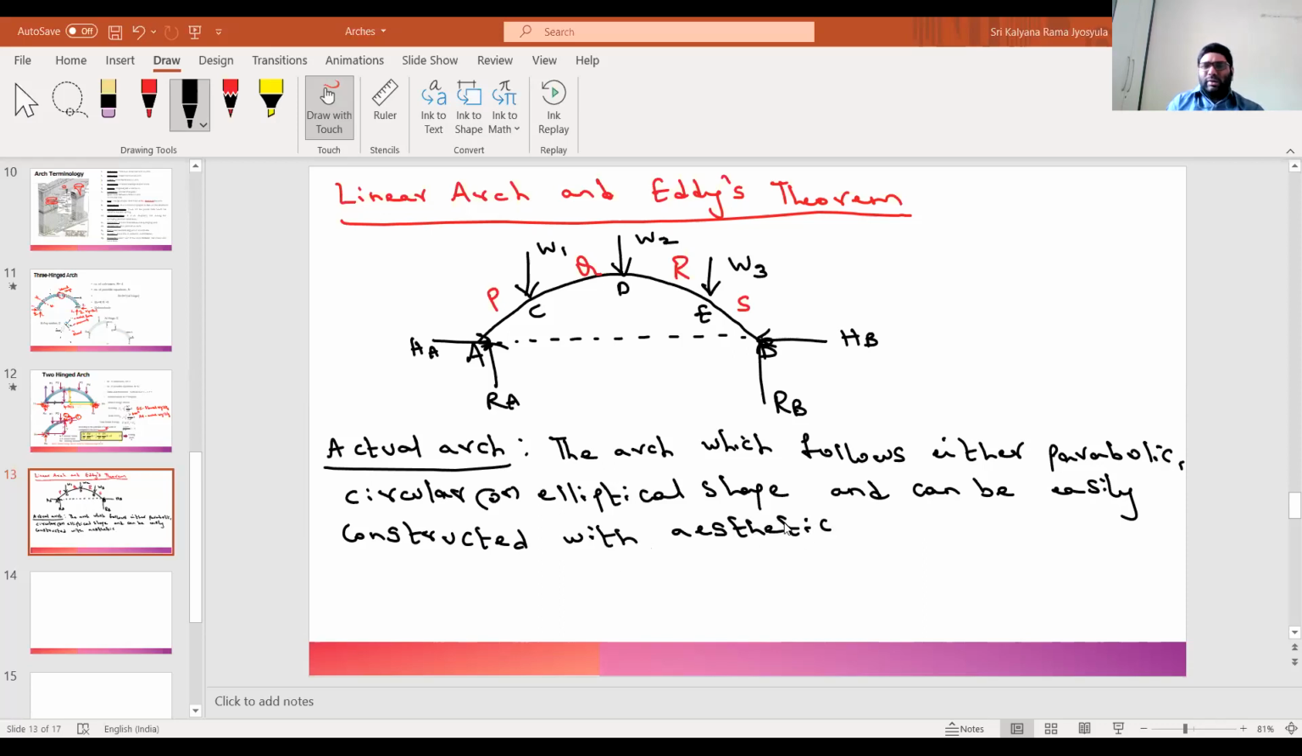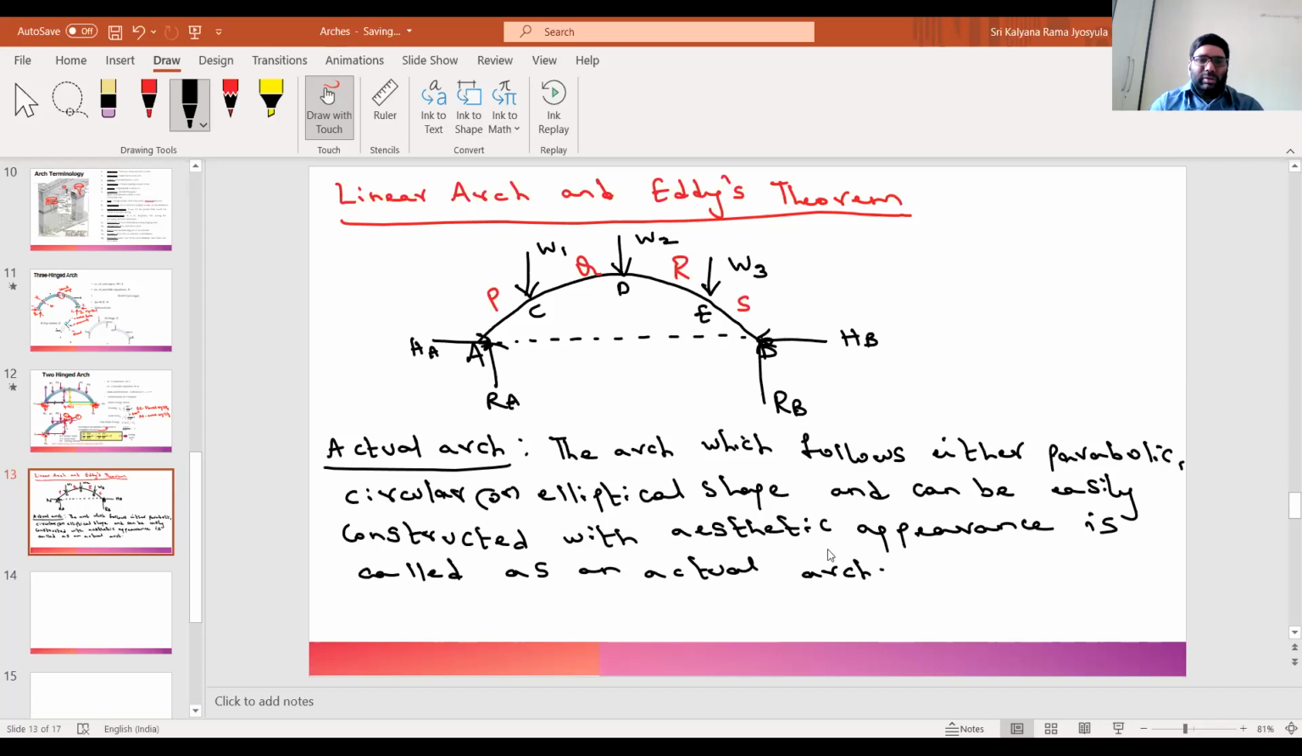Do you know what an aesthetic look or appearance is? That is called an actual arch. So what does that mean overall? When we say the actual arch, it has some shape which is acceptable and has some look, the appearance to the external world. That is how we define an actual arch.